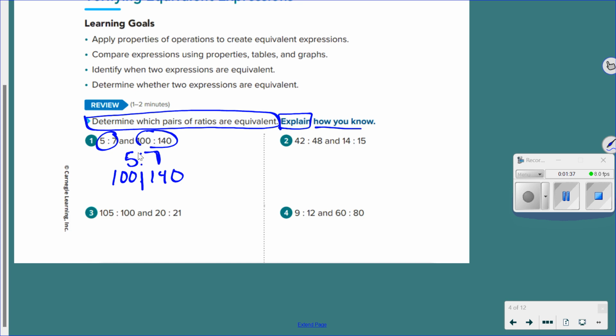All right, so what would I do to 5 to get to 100? Times 20. And what would I do to 7 to get to 140? So are they equivalent? Yes. Guys, we've done this how many times? Way too many times for you to still sit there and look at it and be like, I don't know how to tell if they're equivalent. Yes, you do. We've done this. Yes, they're multiplied by the same number.